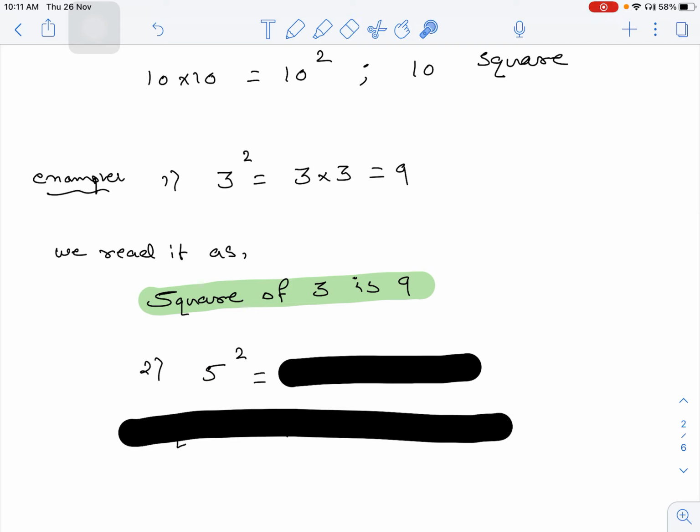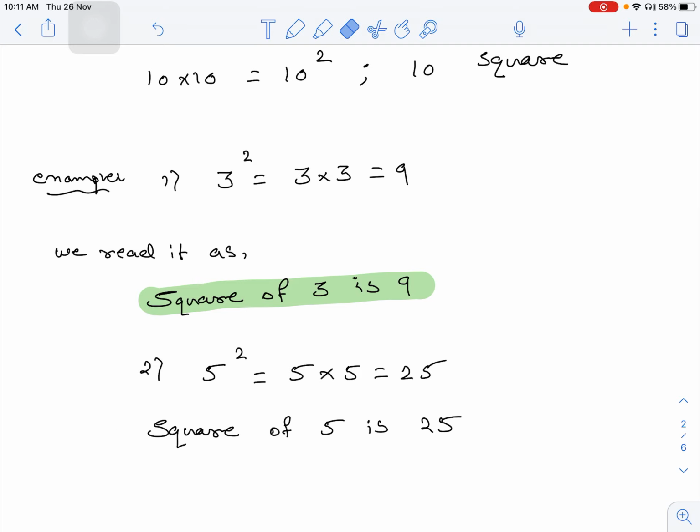Now here we have 5 square. Okay, now if you want to find its value, 5 raised to 2 means 5 is multiplied 2 times, so 5 into 5. Now what is the answer? 25. So here what is this 25? This 25 is nothing but the square of 5. Okay, how to read it? So square of 5 is 25.